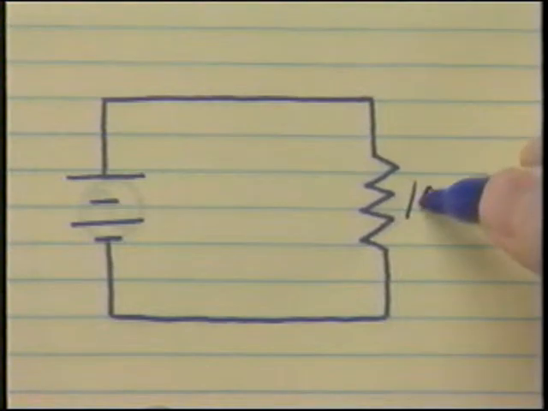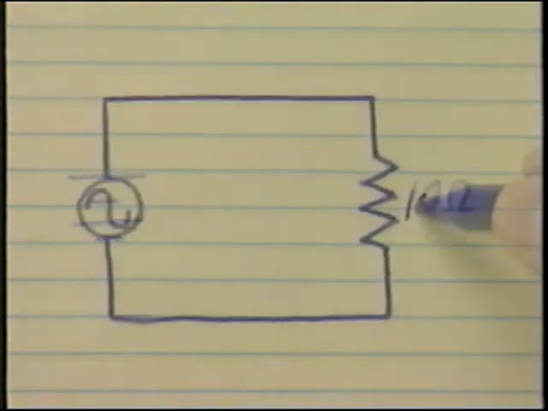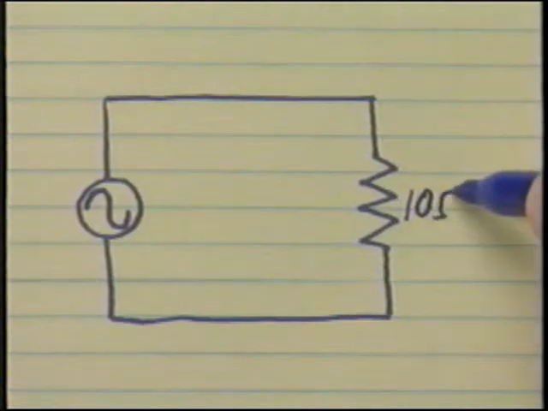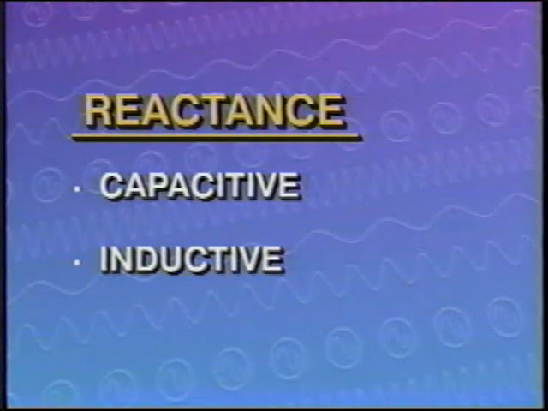That is, a 10 ohm resistor has the same resistance in a DC circuit as in an AC circuit, meaning that a resistor does not react to AC. But capacitors and inductors do react. There are 2 types of reactance for you to become familiar with: capacitive and inductive.